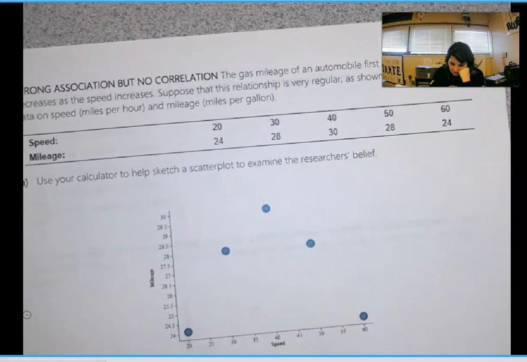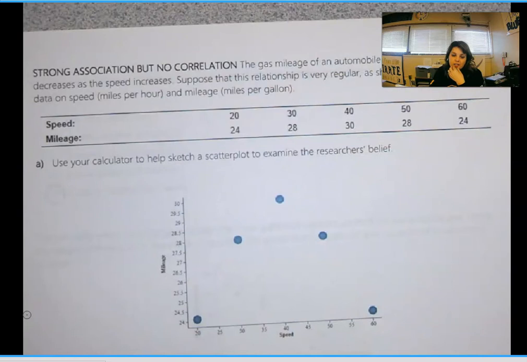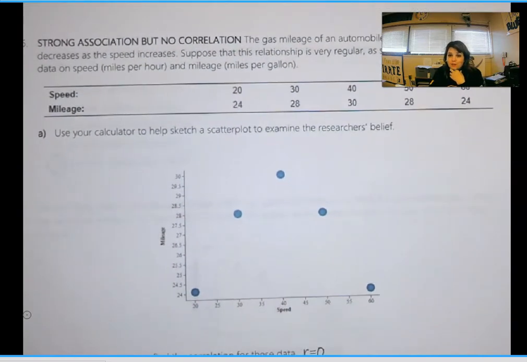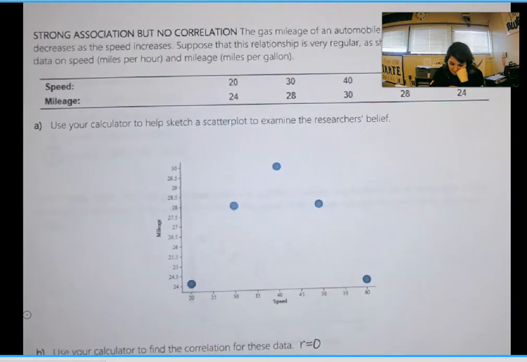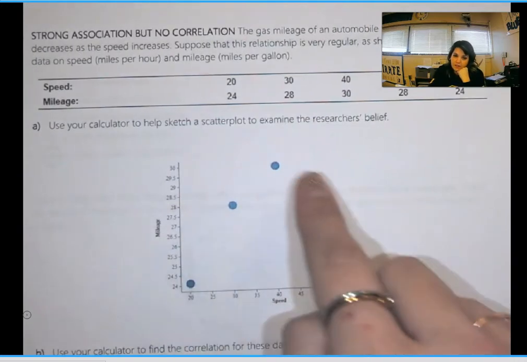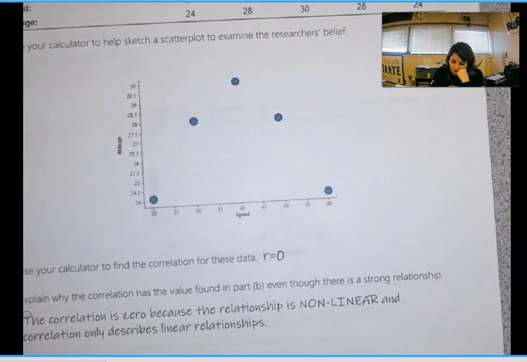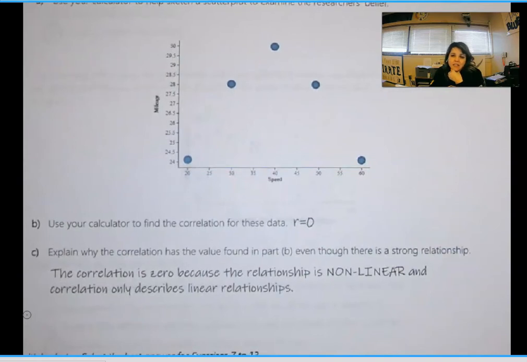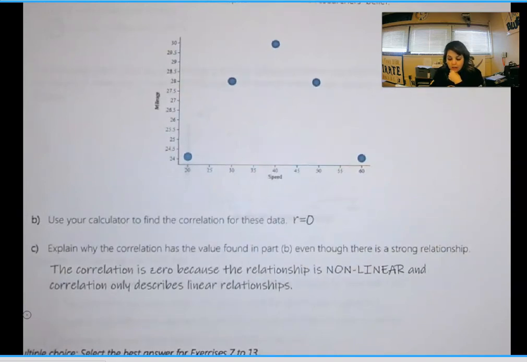Okay, this is strong association but no correlation. Use a calculator to help sketch a scatter plot to examine the researcher's belief. I'm not sure that you needed to use your calculator, but to plot it at least. So it looks like a negative parabola. Use your calculator to find R. R is 0. In fact, I thought that I had never seen a data set that had an R of 0, but then I did this Can You Do yesterday, and I remembered that there is this example.